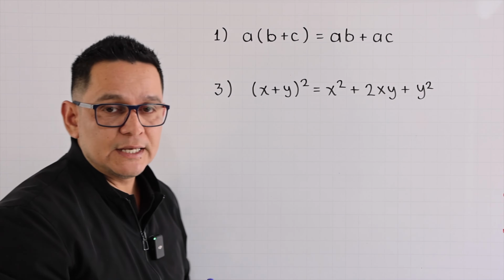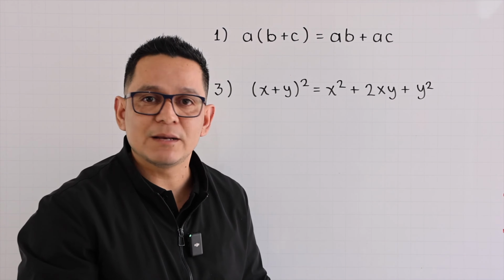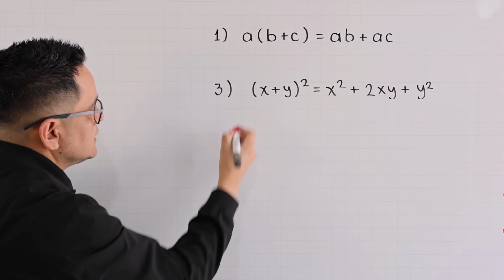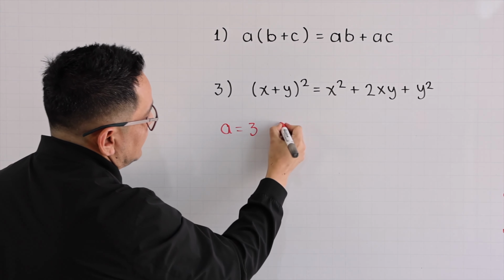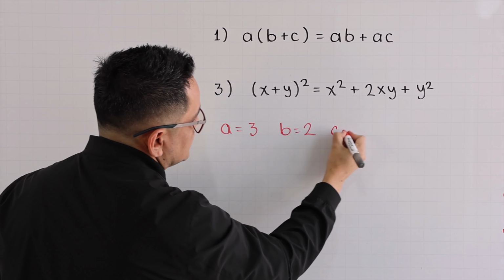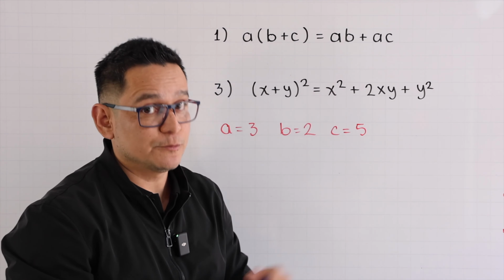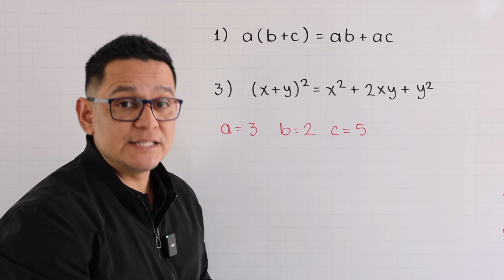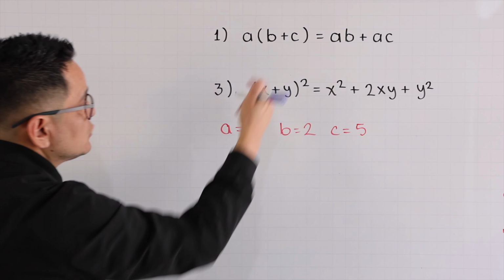The first method consists of assigning values to our letters, to our variables. For example, for part A, I can say that A equals 3, B equals 2, and C equals 5. It really doesn't matter what values we assign. It always has to hold true, regardless of the values we choose. So, let's go ahead and substitute.